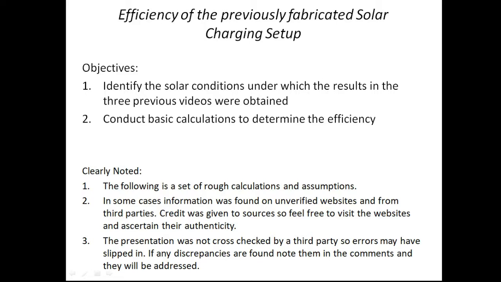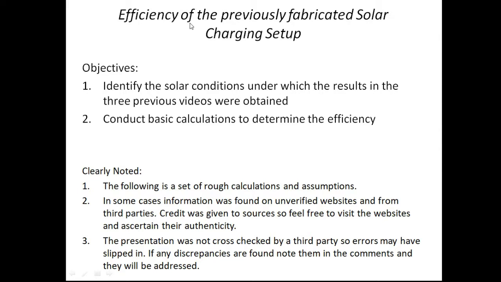The objective here is to identify the conditions under which we did this and try to identify what was the incoming power, what we got, and eventually what efficiency we got. And basically just some basic calculations along the way, getting down now to what it was all intended to do, which is charge a cell phone.